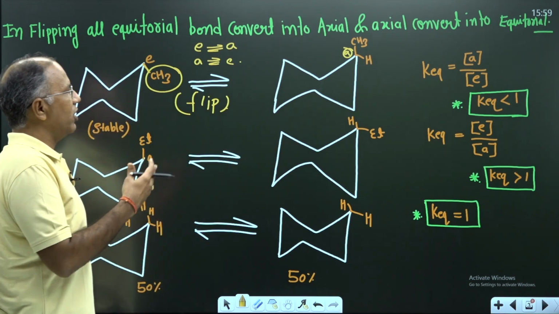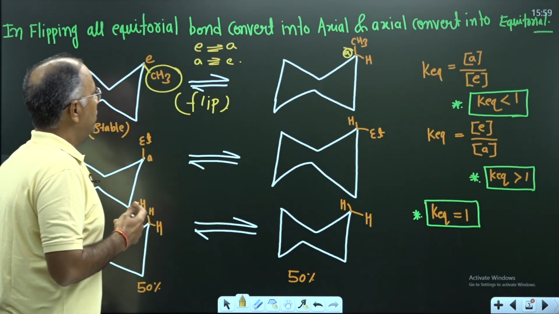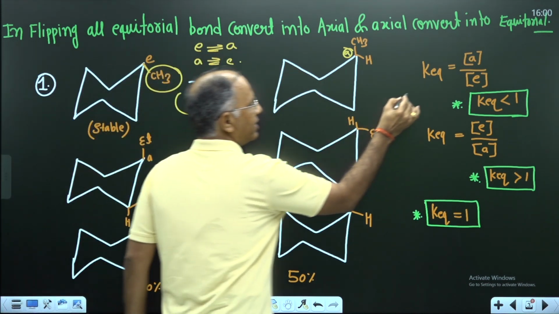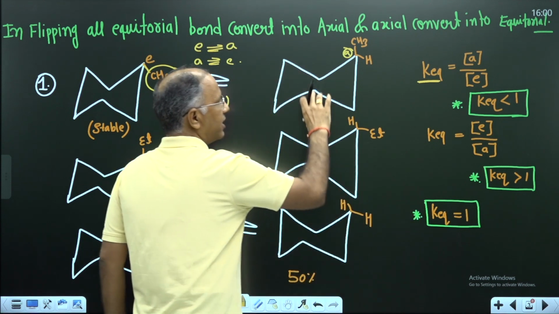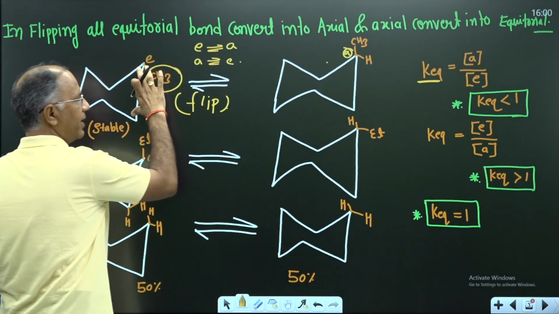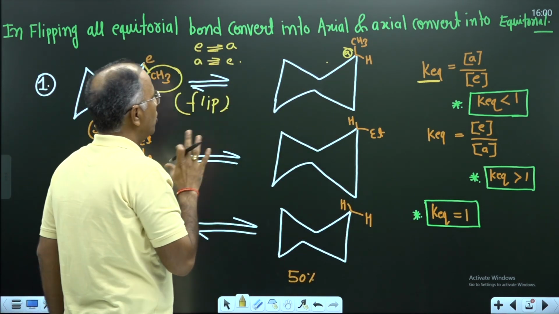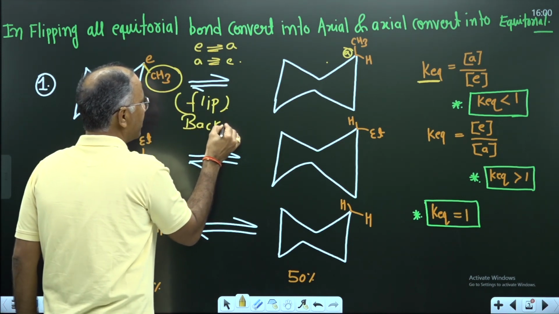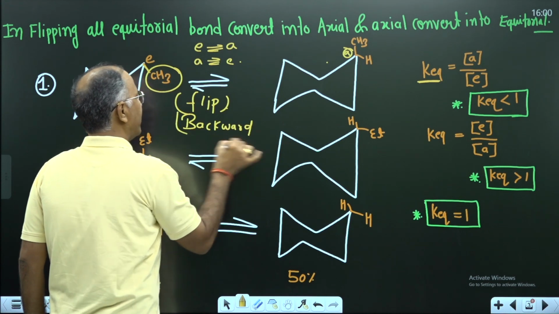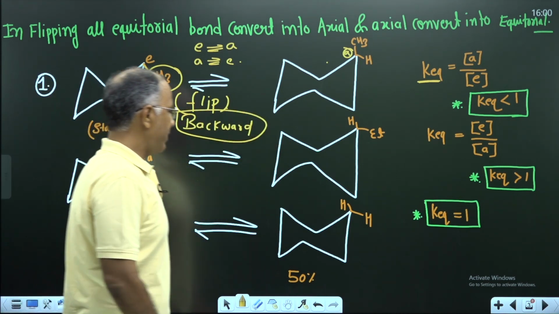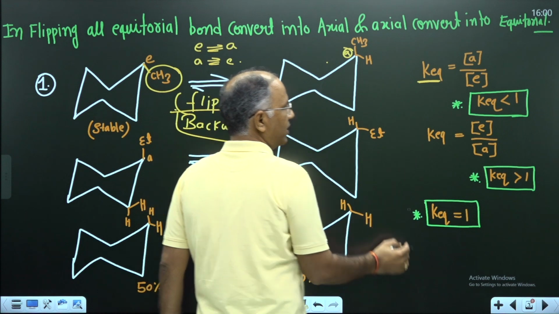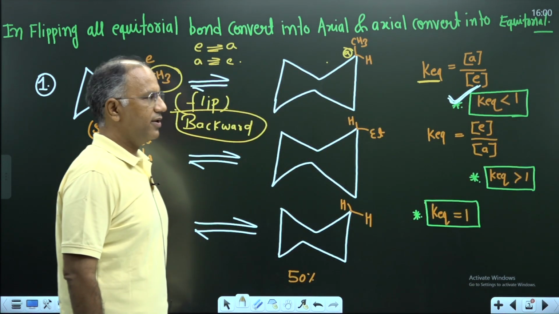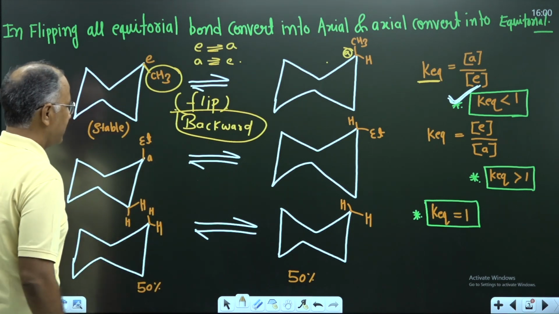Now how it is going on, I will explain with the models. Now if this flipping takes place, equatorial to axial, and if I have to write the K equilibrium, what is the K equilibrium? The concentration of this axial divided by the concentration of this equatorial. Now in this case, equatorial is more stable. This means this equilibrium is in backward direction. And if it is in backward direction, this means K equilibrium is less than 1. Got it?